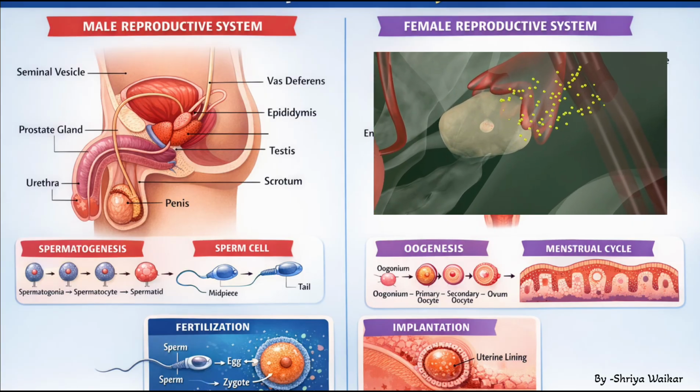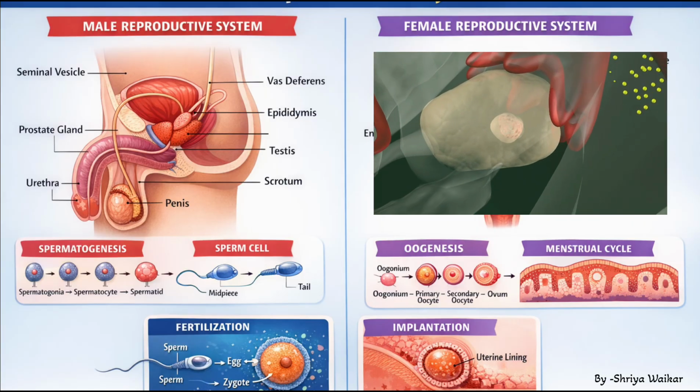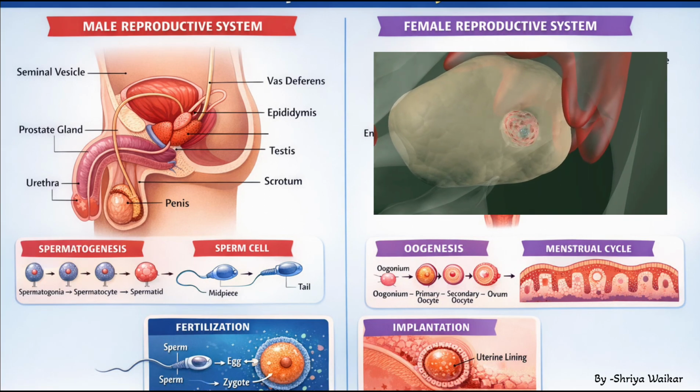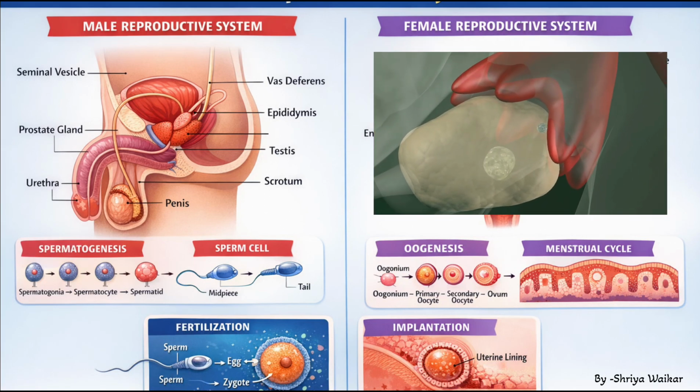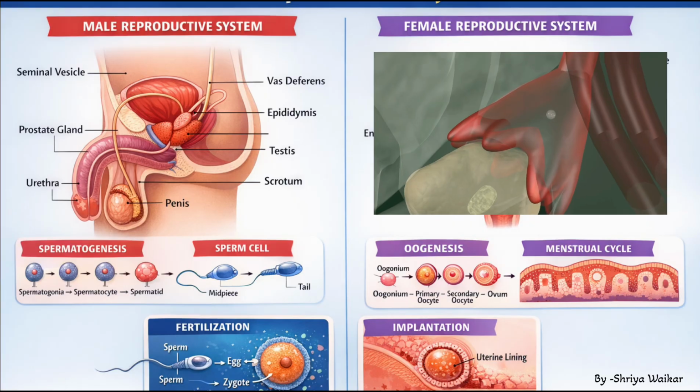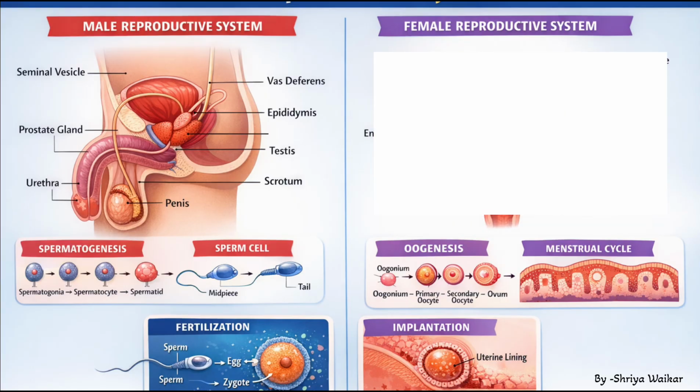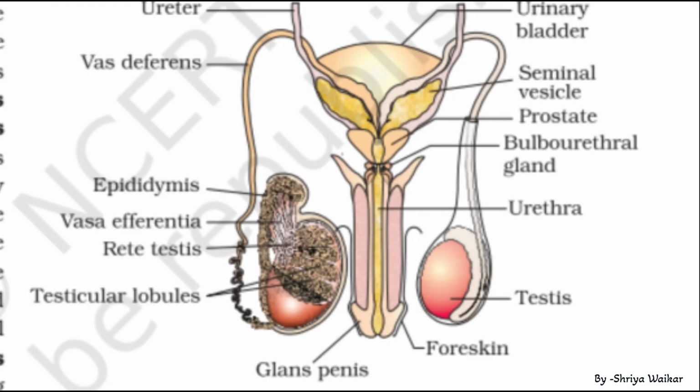Then there are accessory ducts present in sequence, which is very important. Please remember this order: rete testis will form the vasa efferentia, then epididymis, then vas deferens, then ejaculatory duct, and then urethra. So the epididymis matures the sperm, vas deferens works as a transport of the sperm, and urethra is common, it passes both urine and semen.